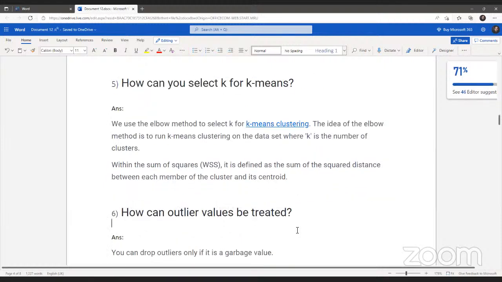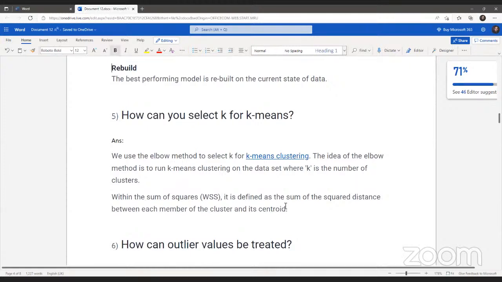So as we jump into the next question, how can outlier values be treated? If anyone knows the answer, ping me in the chat box and we'll discuss the answer within a minute.